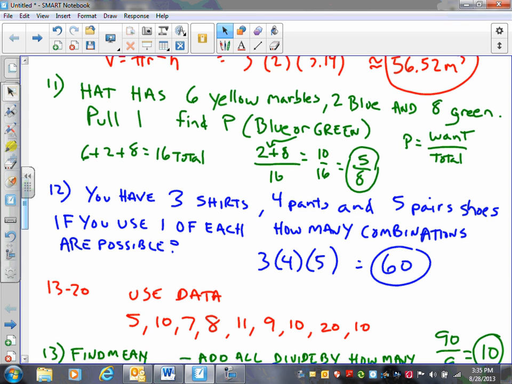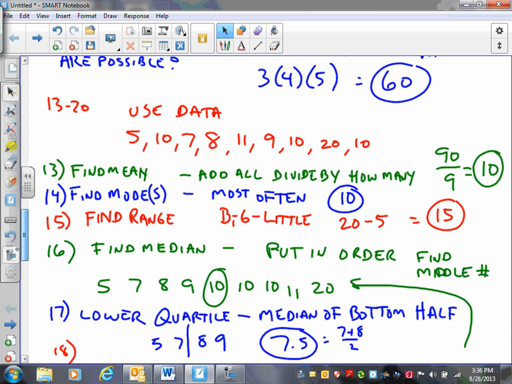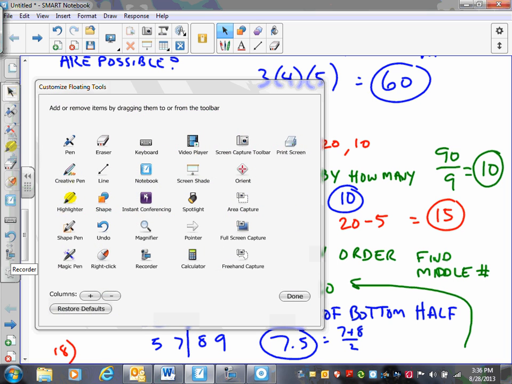The next 8 problems all use the same set of data. In this case, I gave you 5, 10, 7, 8, 11, 9, 10, 20, and 10. And we thought we were being cute because we wanted the mean to come out nice and even. Made one of the last problems a little bit harder, but we'll talk about that in a second. The first thing you have to do is find the mean.